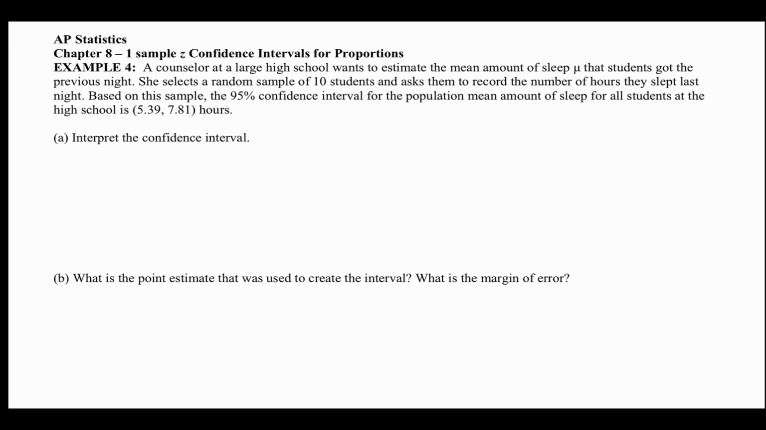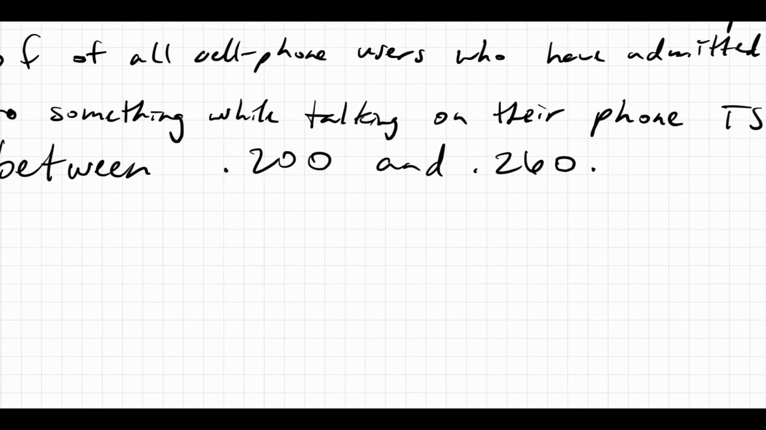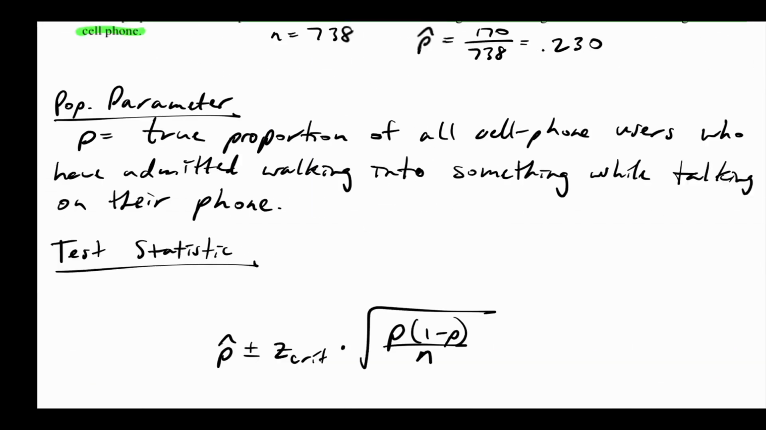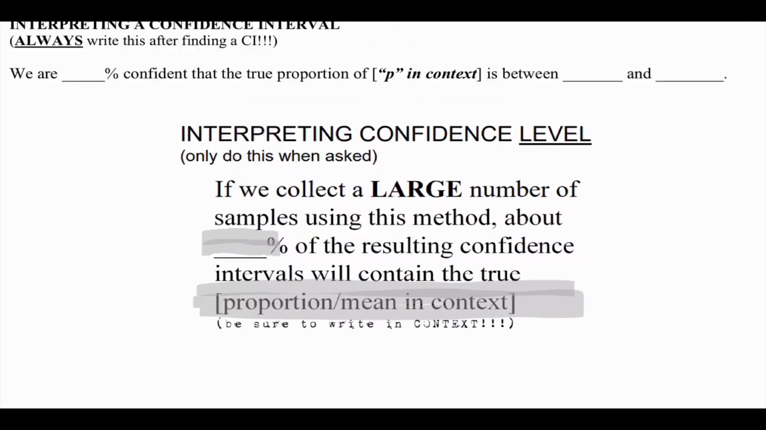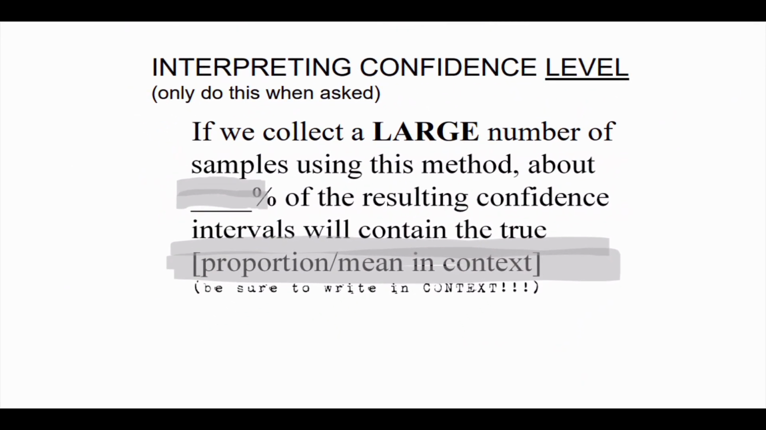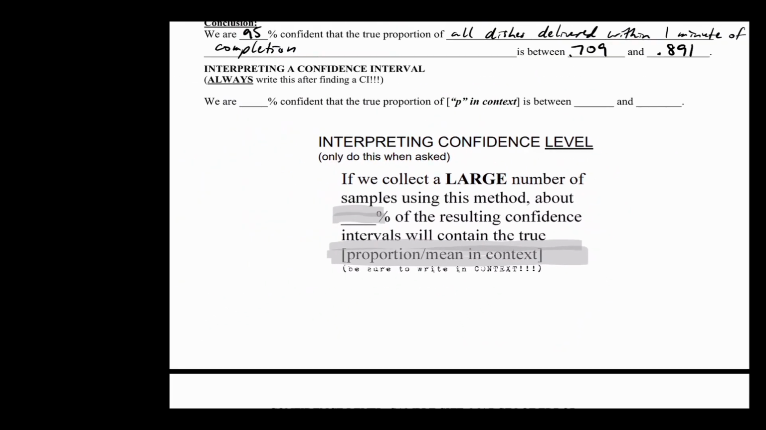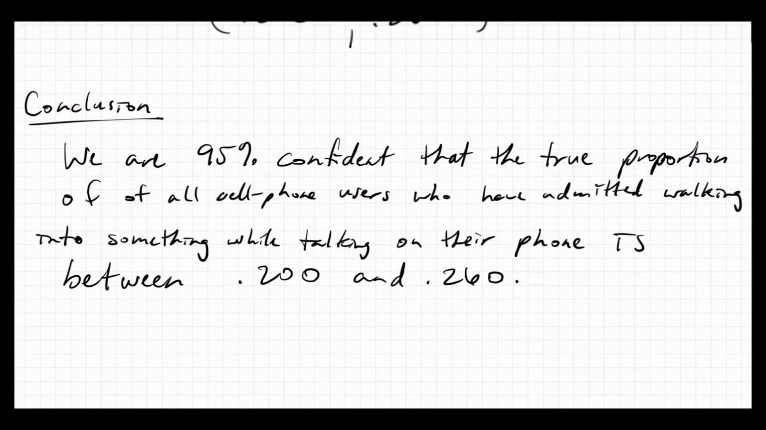Interpret the confidence level. That's just the conclusion. Okay? If it said interpret your confidence level, you would use this guy right here. But it didn't say that. It just said confidence interval. That's just the conclusion. Okay?